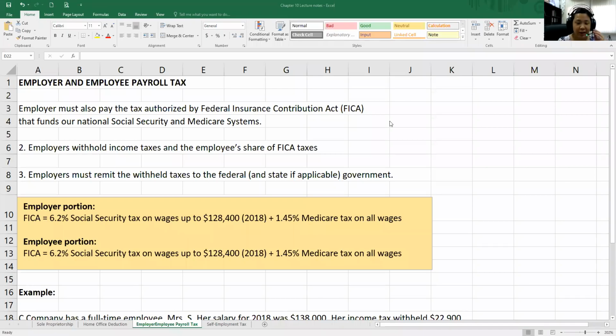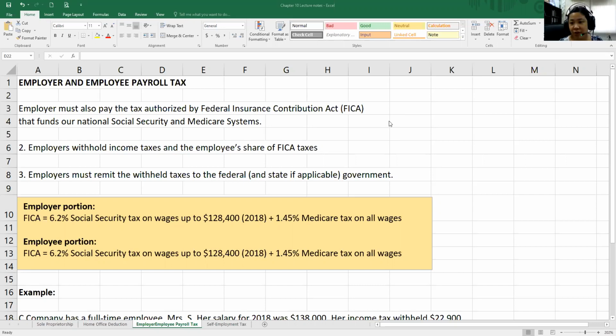Hello everyone. Now let's look at the employer and employee payroll tax. The employer must pay tax authorized by the Federal Insurance Contribution Act, sometimes called FICA tax. Those employer and employee payroll taxes help to fund the national Social Security and Medicare system. So it means that the employer and employee payroll tax is used to fund the Social Security and Medicare system.